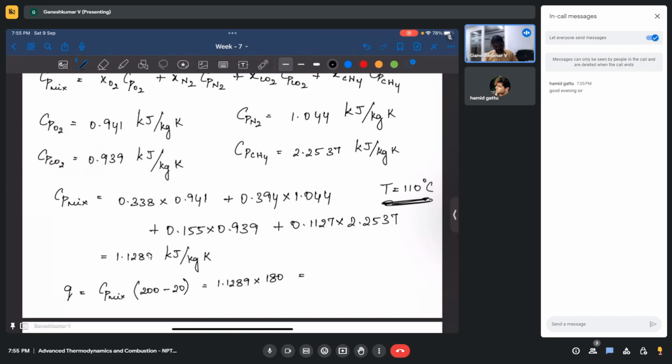For delta T, you can simply substitute whether it is degree Celsius or Kelvin. That's not a problem. It would be a problem if you have Fahrenheit, so you should be careful. Okay.